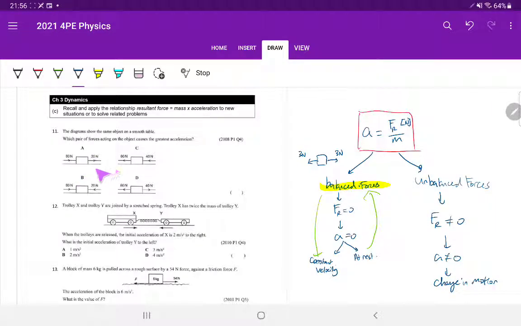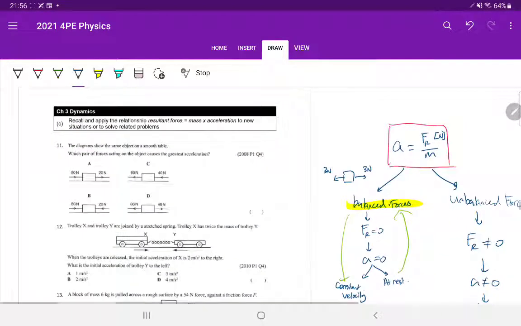So let's look at the first question. I'm sure most of you could handle this, so I'm going to go really quick. Which pair of forces acting on the object causes the greatest acceleration? So you're looking for the one with the largest resultant force. So how do you find resultant force? You don't just simply add up the numbers. The direction matters. Okay. So this is 80 to the right, 20 to the right. So the resultant force is 100 to the right. I'm just going to show you what the resultant force is. It will be 100 newtons to the right.